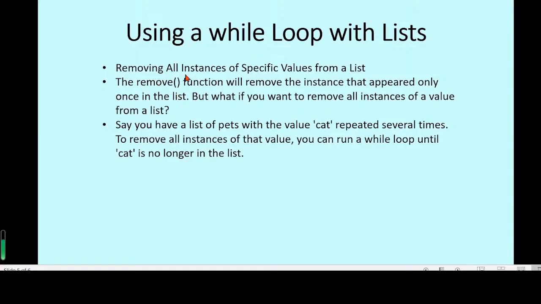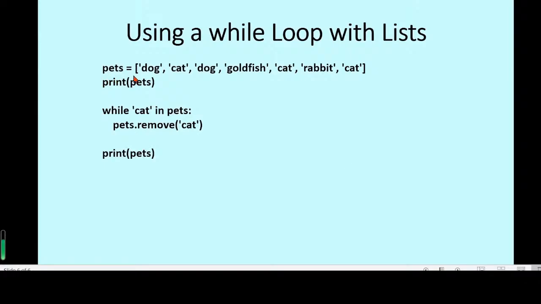And you can remove all instances of specific values from a list. The remove function will remove the instance that appeared only once in the list. But what if you want to remove all instances of a value from a list? Say you have a list of pets with the value cat repeated several times. To remove all instances of that value, you can run a while loop until cat is no longer in the list. So this is a list of pets.